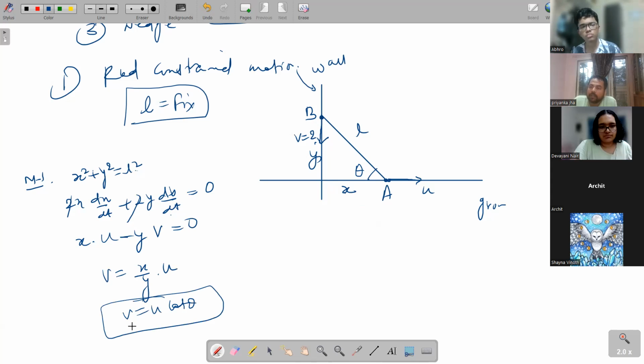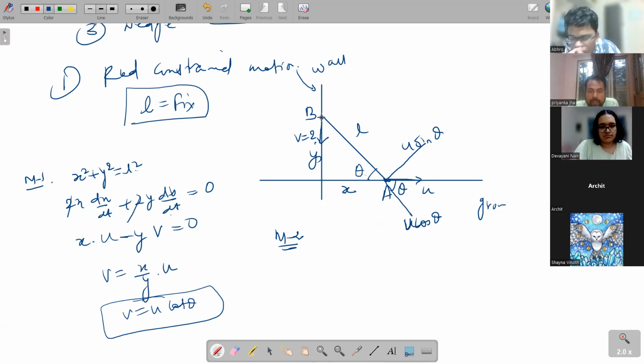Understood? But this is completely mathematics. I haven't applied any physics over here. So now in the second method, I'll apply physics. This is the rod. Just break this velocity into two components, one along the rod, and the other perpendicular to the rod. If this angle is theta, then this will be u sin theta, and this will be u cos theta.